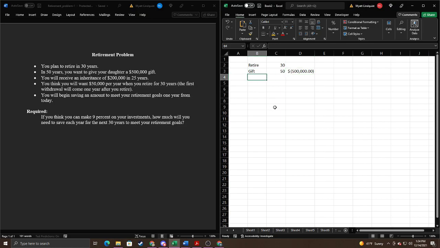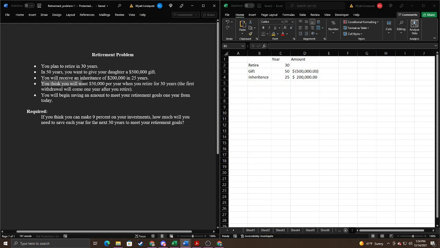And in 25 years, we're going to receive an inheritance. So we'll put years here and then amount. And then we're going to receive an inheritance of $200,000 in 25 years.